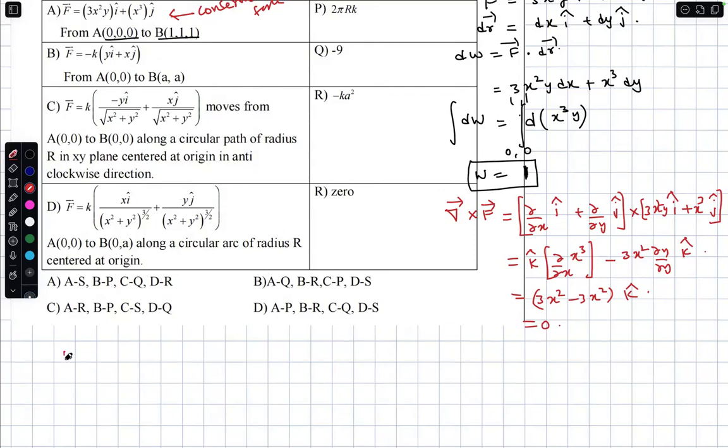So it is like F bar dot dr bar is minus k (y i cap plus x j cap) dot (dx i cap plus dy j cap). This can be written as minus ky dx minus kx dy.